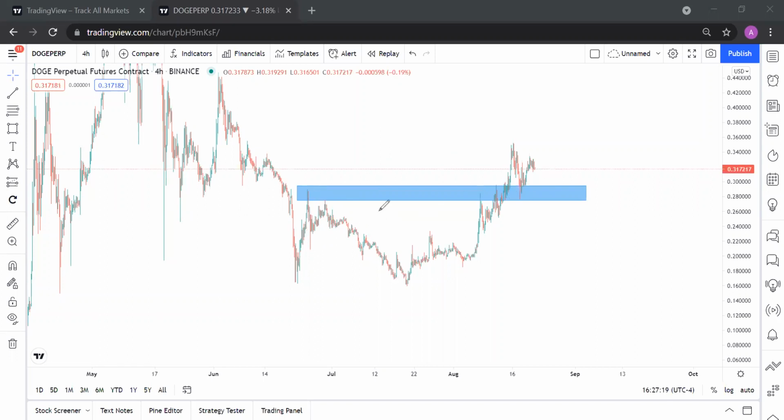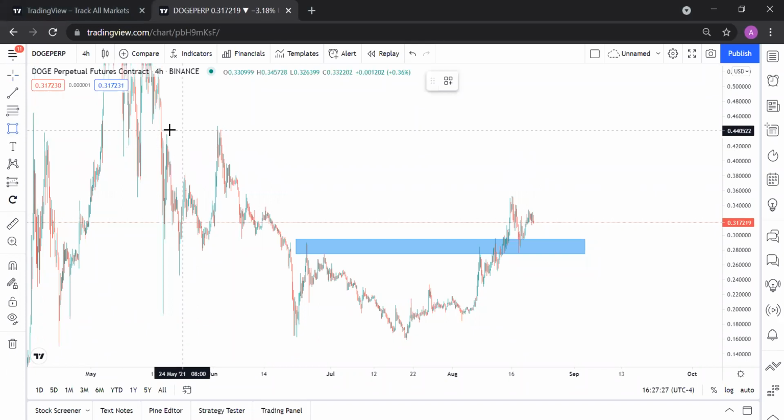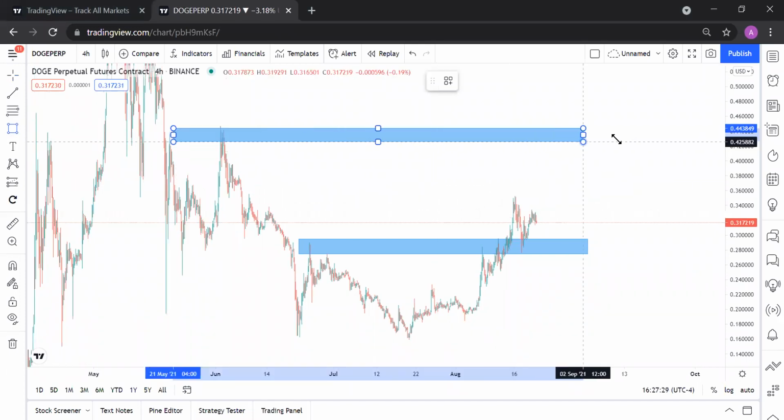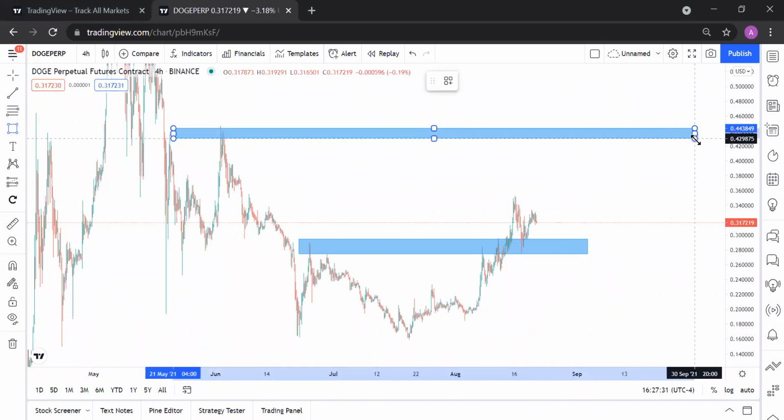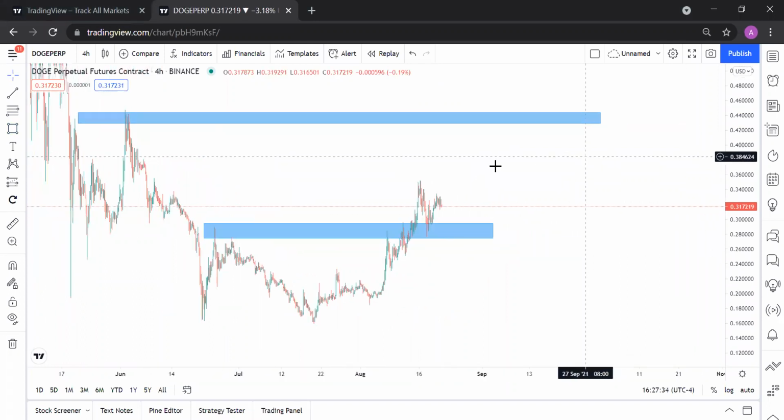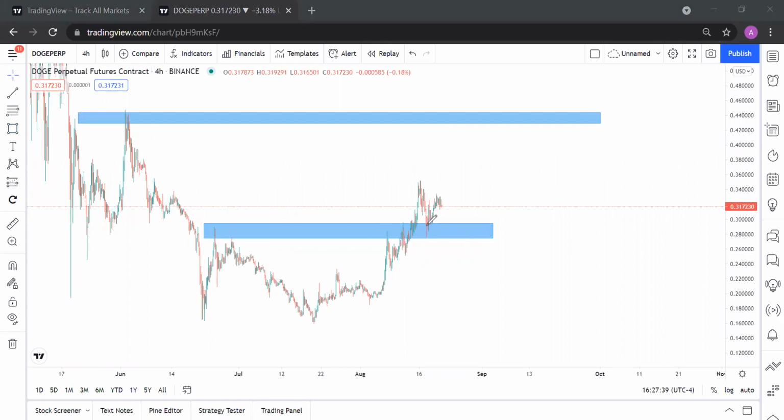Now I personally am a fan of Dogecoin. I'm holding this coin long term for probably a year or two to see how it goes. What I expect of Dogecoin is that I want to see it at least get to this high. This is 0.4 USD, that is like 40 cents. So I personally anticipate that Dogecoin will do something like this and then go up to this point.